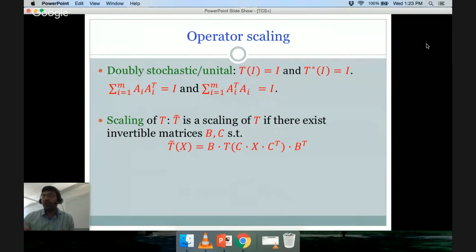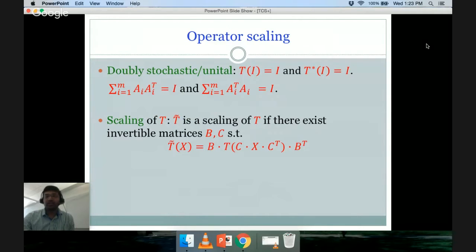Ankit? Yes. So A_i's are PSD matrices, or matrices whose entries are positive? So A_i's are arbitrary n by n real matrices. Okay. So T tilde is a scaling of T if there exist arbitrary invertible matrices B and C such that T tilde of X is B T(C X C transpose) B transpose.